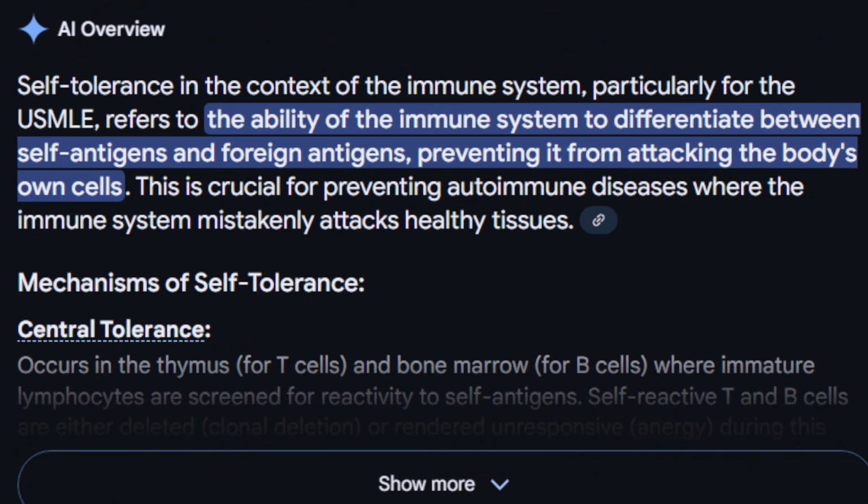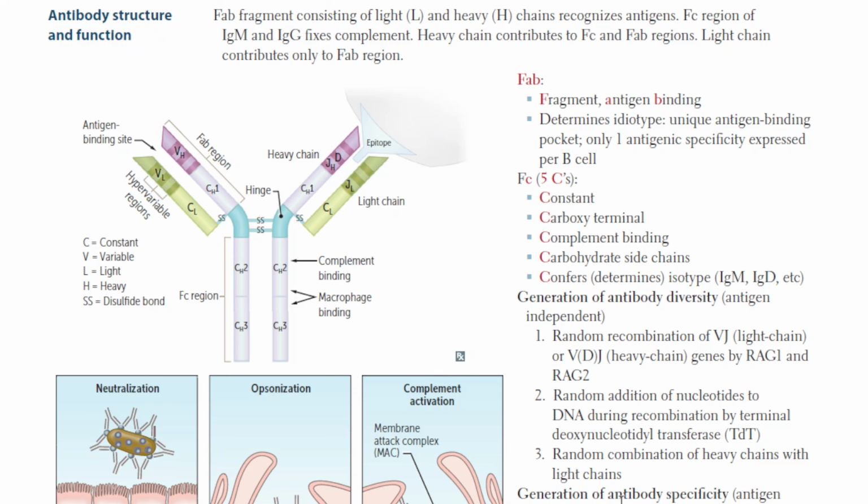Self-tolerance, particularly for the USMLE, refers to the ability of the immune system to differentiate between self-antigen and foreign antigen, preventing it from attacking the body's own cells. This is crucial for preventing autoimmune disorders, where the immune system mistakenly attacks healthy tissues. Okay, so let's read now about antibody structure and function.